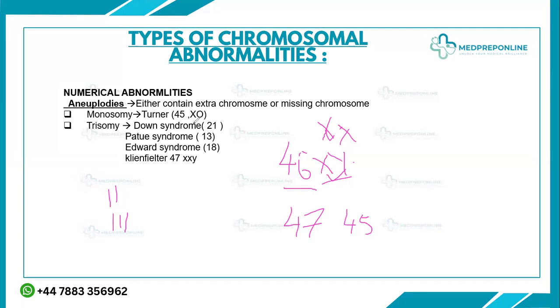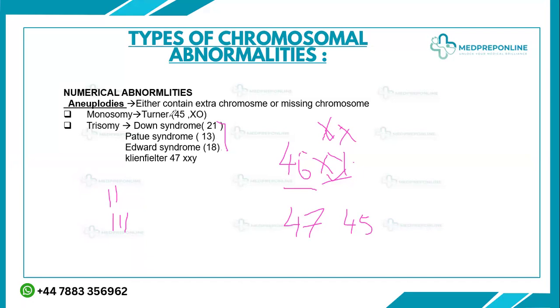So trisomy: Down syndrome has three copies of chromosome number 21. That is Down syndrome. If there are three copies of the 13th chromosome, then this is Patau syndrome. If there are three copies of the 18th chromosome, then we have Edwards syndrome. Now these are for the somatic chromosomes that we are talking about.